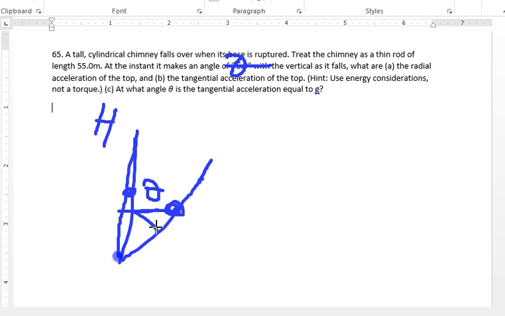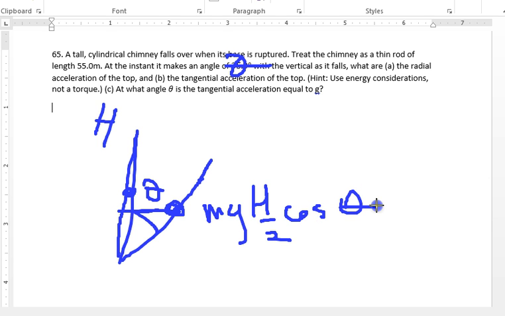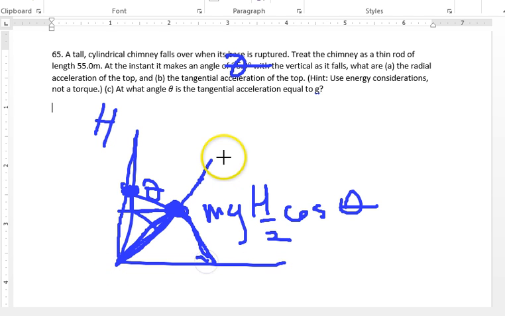Potential energy is dropped to mg h over 2, which is where the center of mass is, times the cosine of theta. Because we start off, it's all potential energy. It starts falling, the potential energy drops, and we're treating it as, potential energy is just where the center of mass is. Potential energy drops as this falls over. Eventually it goes to zero. It's all kinetic at that point.